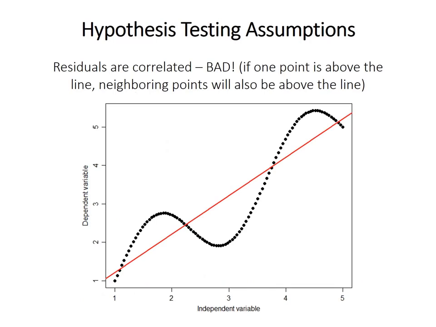So here's one quite extreme example that violates some of the assumptions. The most important thing here is that the residuals are correlated, right? If one point tends to be above the line, the neighboring points also tend to be above the line. If one point tends to be below, the neighboring points tend to be below. So they're also not normally distributed around the line. For any given window of x, the values are either above or below the line.